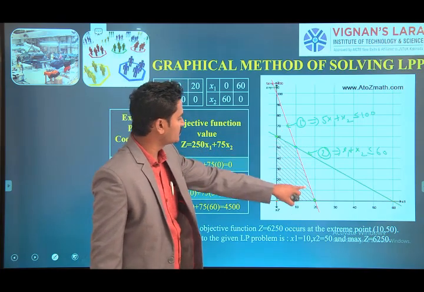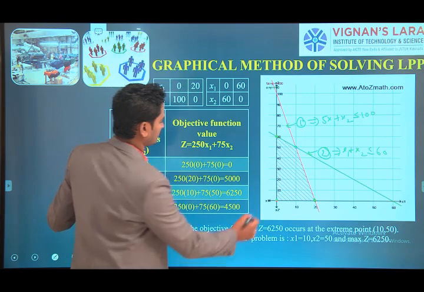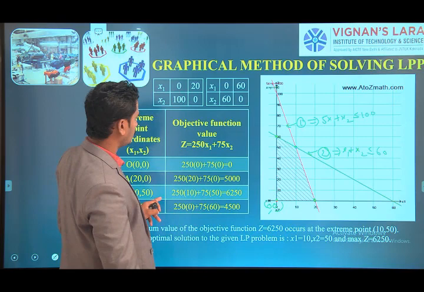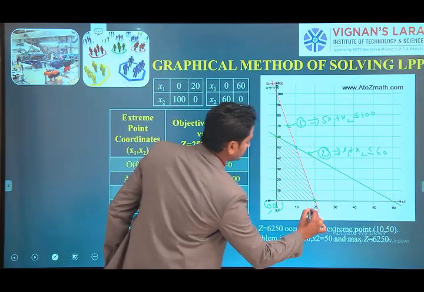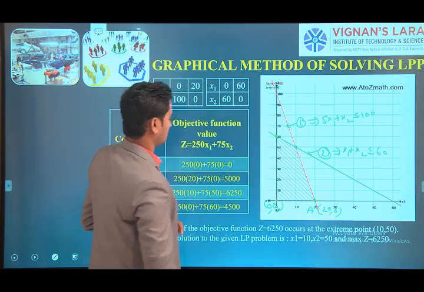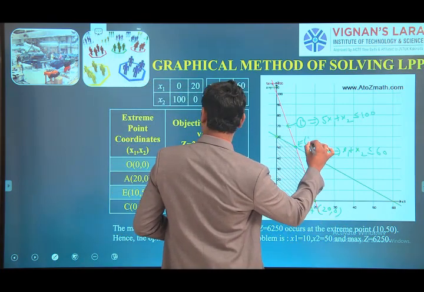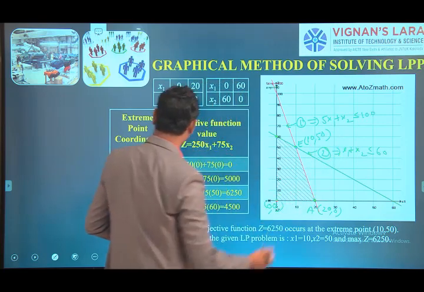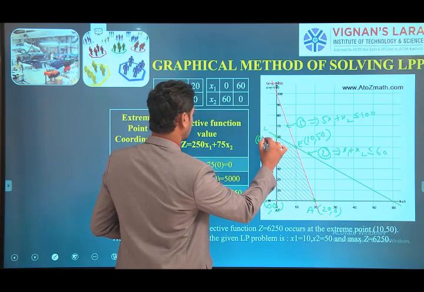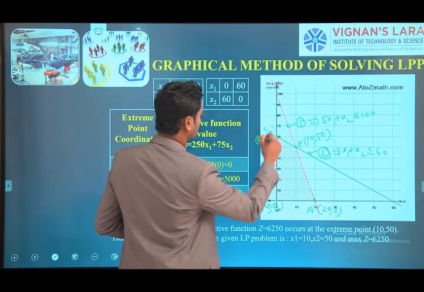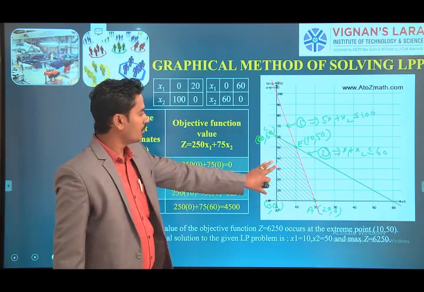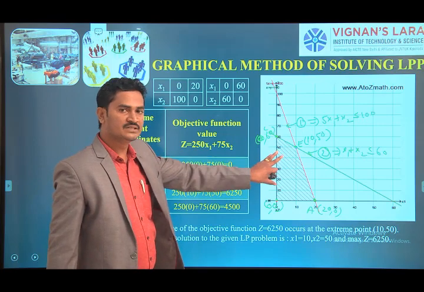What are the coordinates of this feasible region? Coordinate 1 is 0, comma 0. Next coordinate 2 is A, 20, comma 0. Next coordinate E, 10, comma 50. Next coordinate C, 0, comma 60. These are the boundaries of the feasible region. Okay, these are the coordinates of the feasible region.